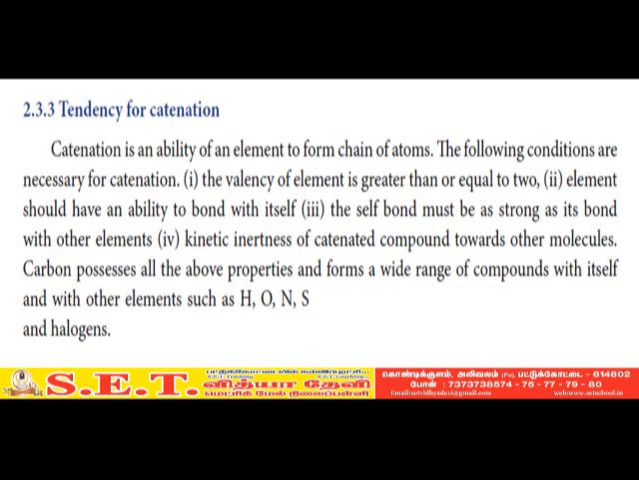Carbon possesses all the above properties, and carbon makes a wide range of compounds with itself and other elements like oxygen, nitrogen, sulfur and the halogen family. These are called the tendency for catenation. In this topic, a 2 mark question may be asked to define catenation.